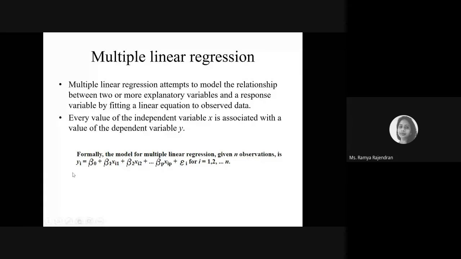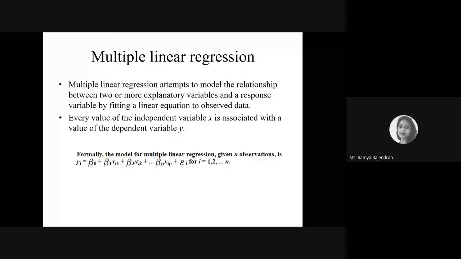Okay. Here beta naught is nothing but your intercept, and beta 1 is the coefficient of the variable x1. Beta 2 is the coefficient of the variable x2. So x1 and x2 are your independent variables. It can be any number of variables, which is why the final variable is p. So p can be 10 or 15. Okay, so this is our model for multiple linear regression.